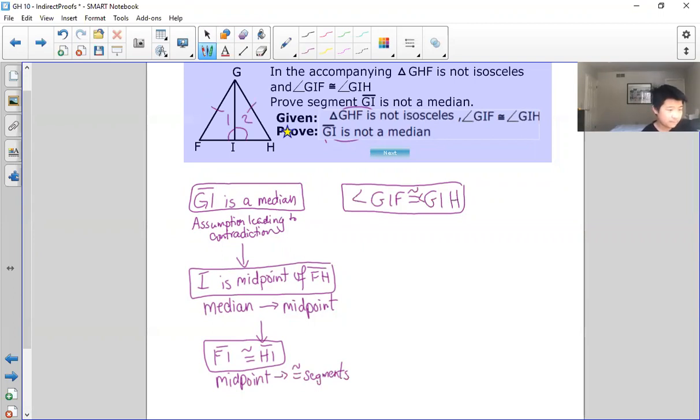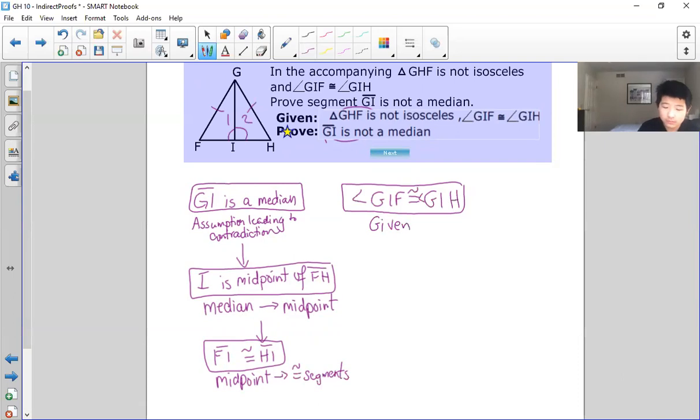See, if I follow this and I say it's a median, then I can get congruent triangles. If I get congruent triangles, then these two sides are the same. But they already told me they're not the same. So therefore, whatever I started with had to be false. Because you're trying to get a contradiction. I will get a contradiction because I will show that those sides are congruent, but they told me it's not isosceles, so they can't be congruent. Yeah, it's counterintuitive. It stretches your brain a little bit.